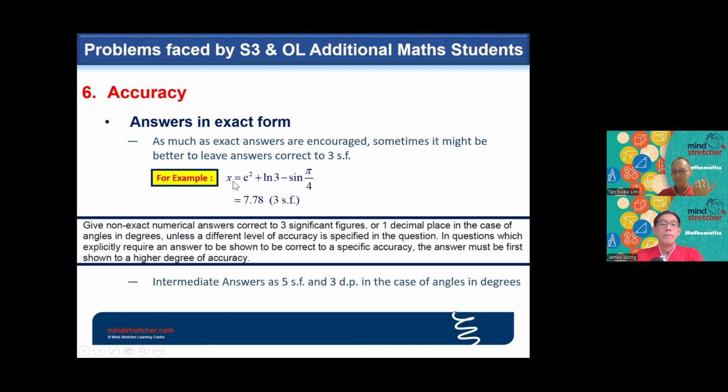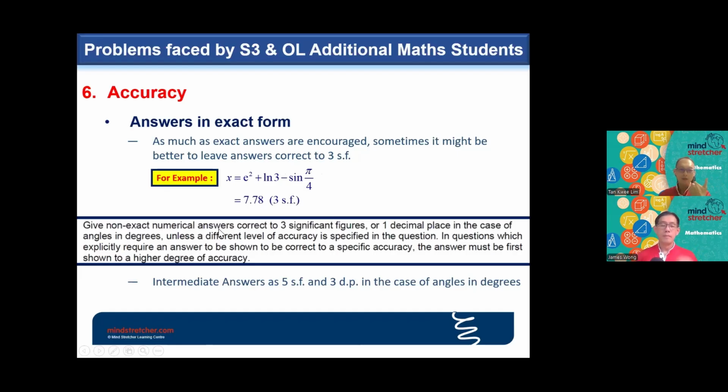For example, let's say I have this question here, the final answer is actually x equals e squared plus ln 3 minus sine pi over 4. This is still in a very raw form. So what they will need to do is still use the calculator to get the values, and then round it off to 3 significant figures.